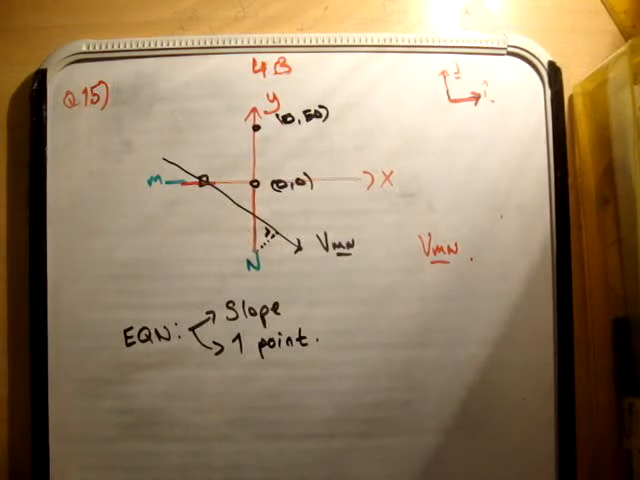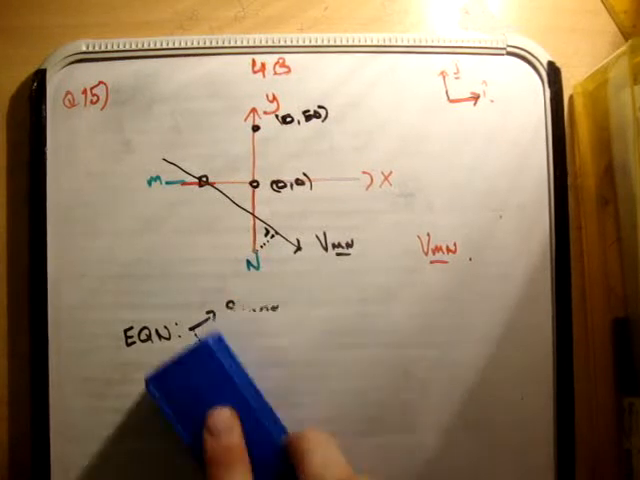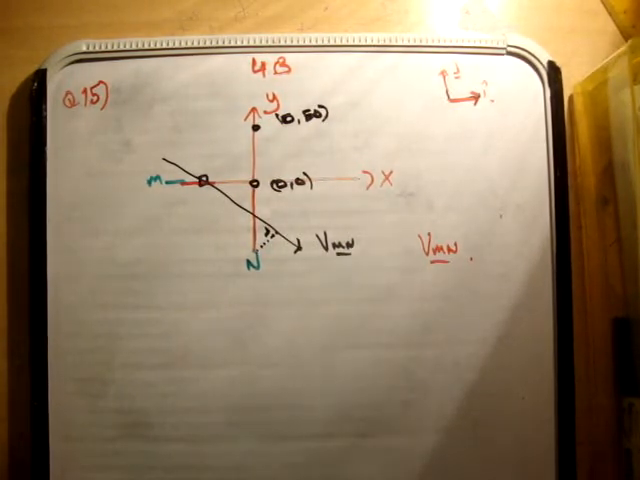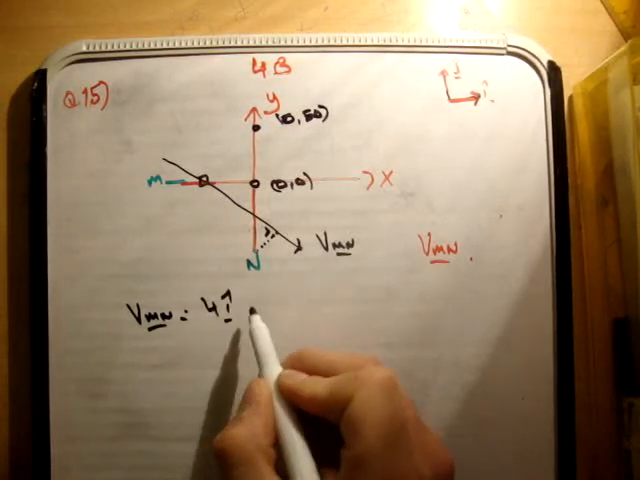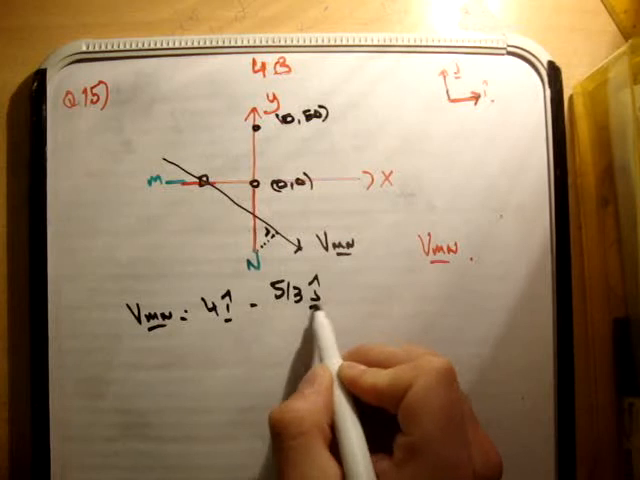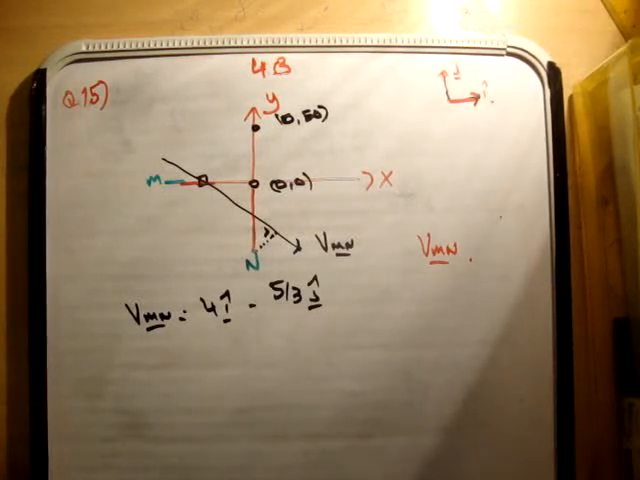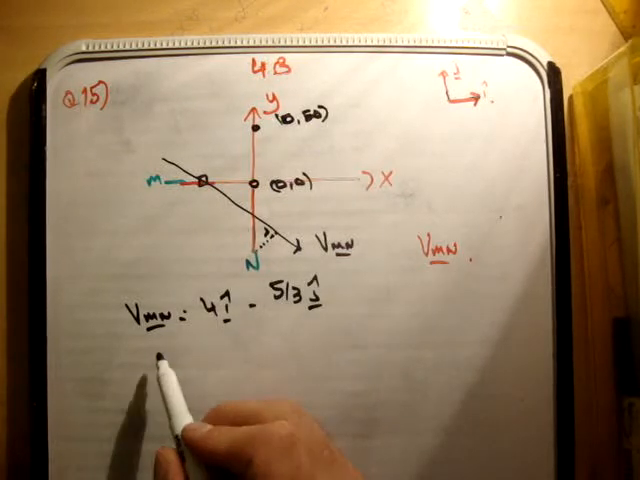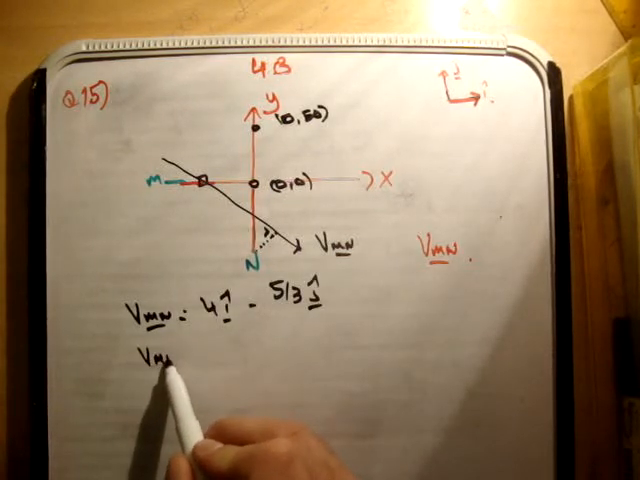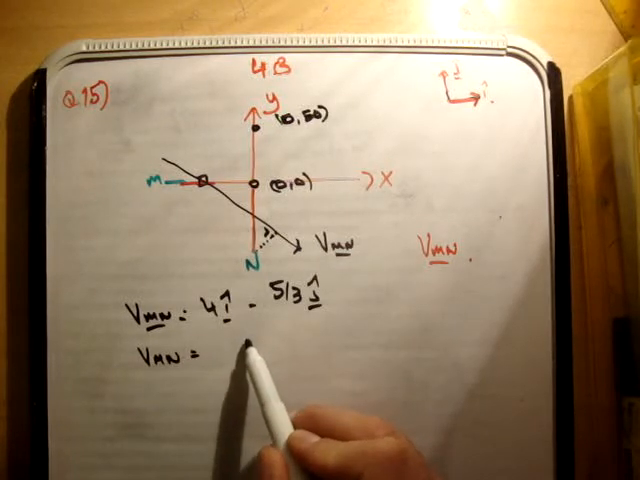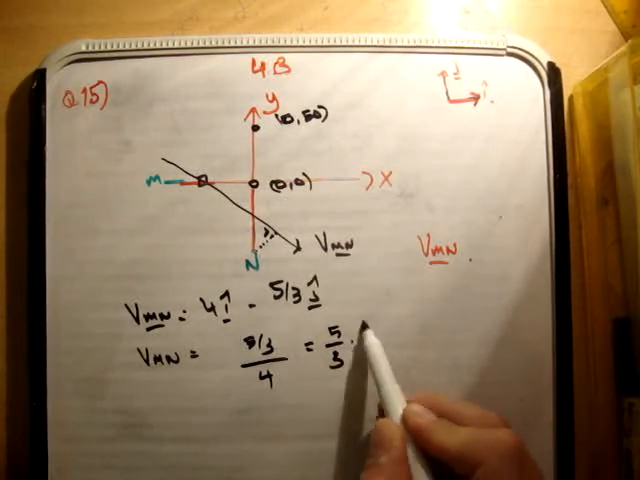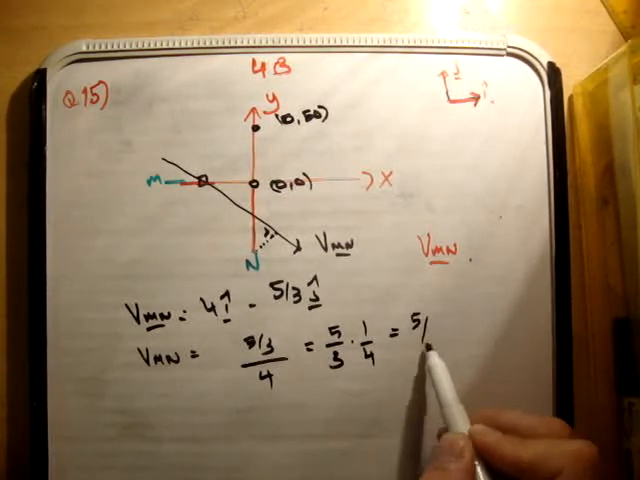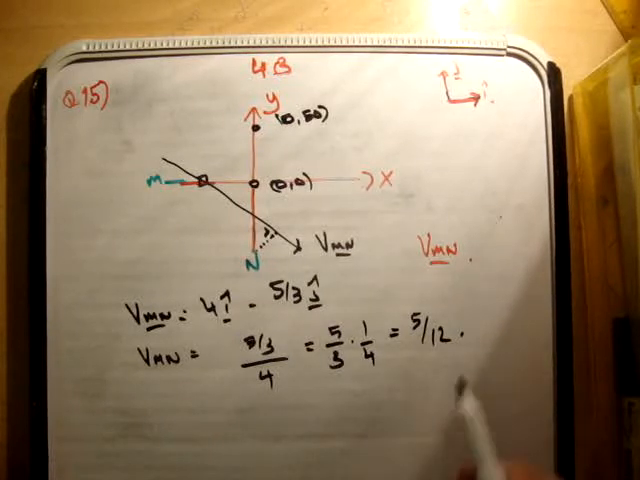Slope and one point. Alright, so let's go get this. We know of course that the vector Vmn was equal to 4i hat minus 5 over 3 j hat. So the slope of this is just tan theta. So we're going to get the slope is equal to the opposite over the adjacent, so it's 5 over 3 over 4, which is equal to 5 over 3 multiplied by a quarter, which is equal to 5 over 12. And that is equal to m.